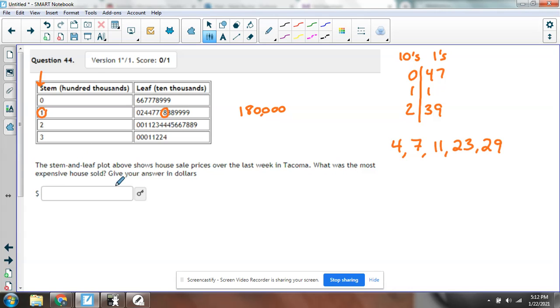Okay. But it wants the highest, the most expensive house sold. So that's going to be this one, 340,000. That's your answer, 340,000. Okay, that's how you read stem-and-leaf plots.